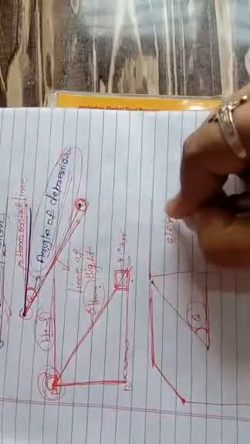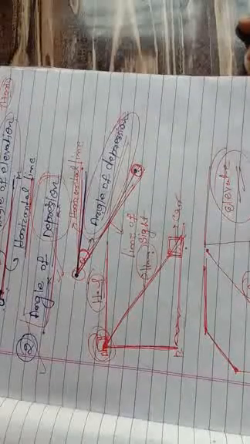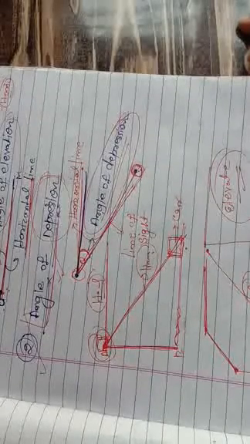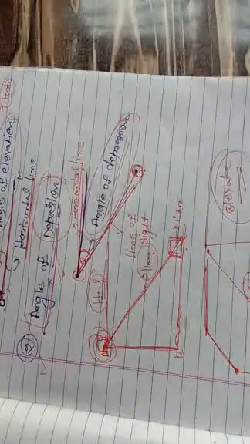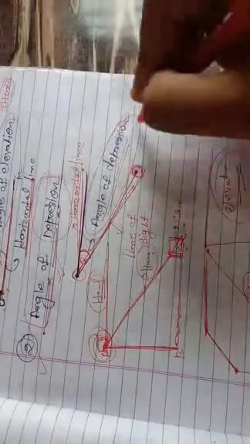Elevation means to see up, and depression means to see down. When you bow down your head to see an object which is present below your head level, the angle of depression is formed.